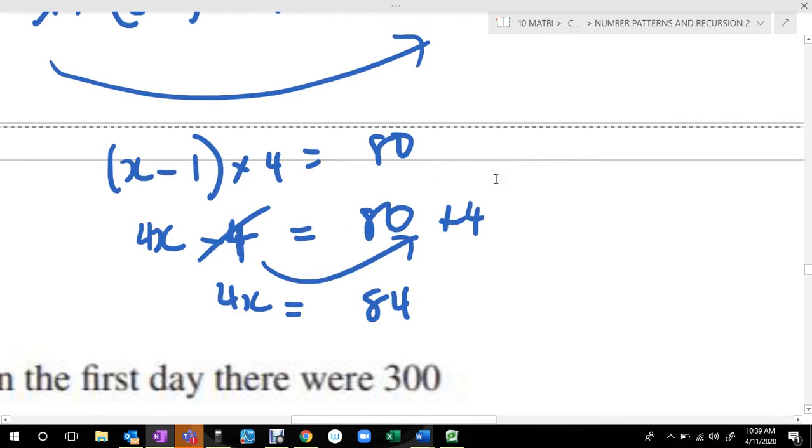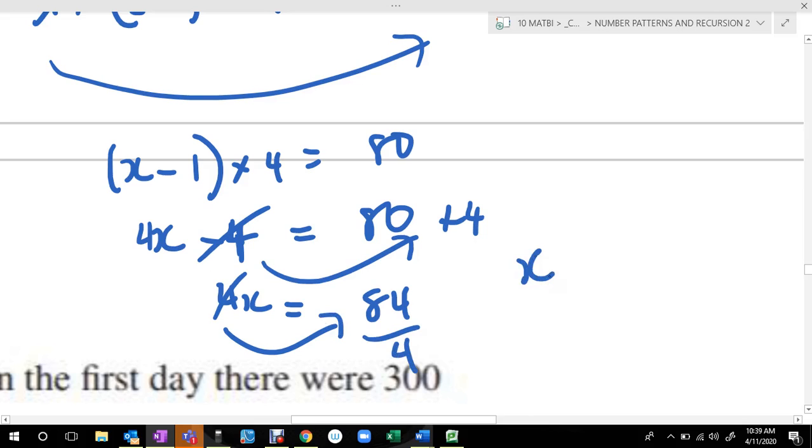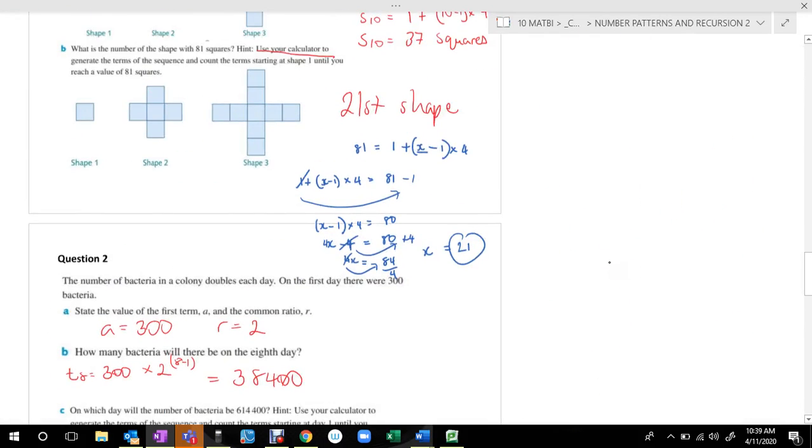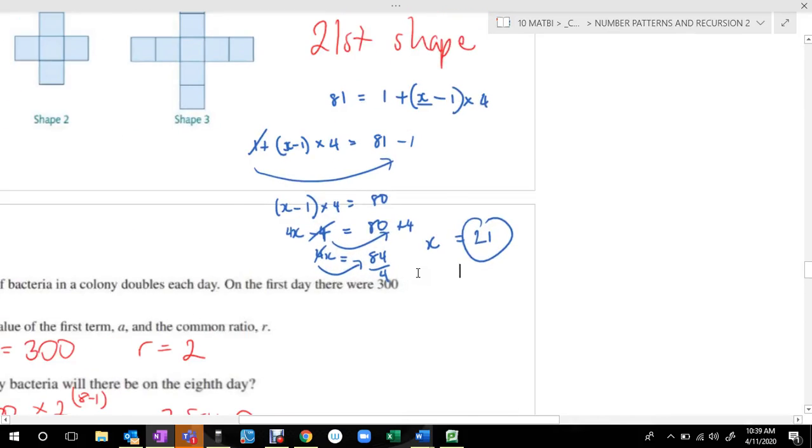And then what's the last thing we need to do? There's a 4 here. How do we get rid of the 4, guys? Divide by 4. So when you do 84 divided by 4, 4 goes into 8 2 times, 4 goes into 4 once. So x equals 21, which is correct. The 21st shape, right? Well, you don't need to know how to do that. Not a big deal if you don't.